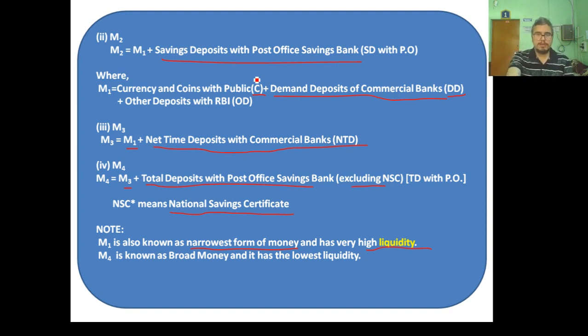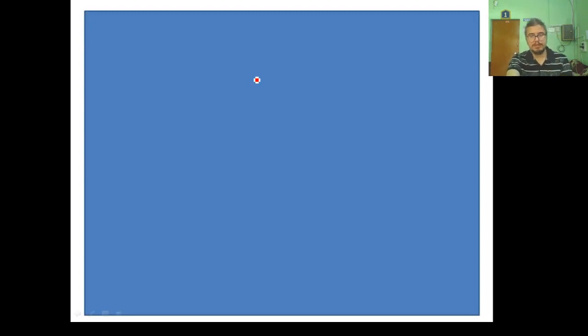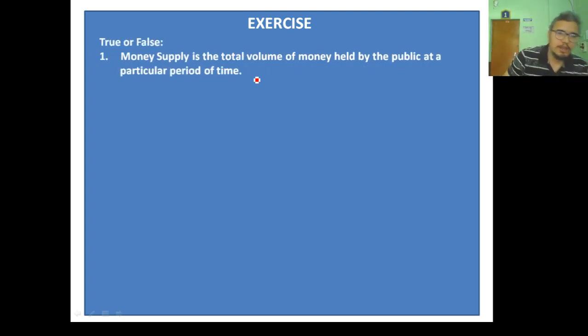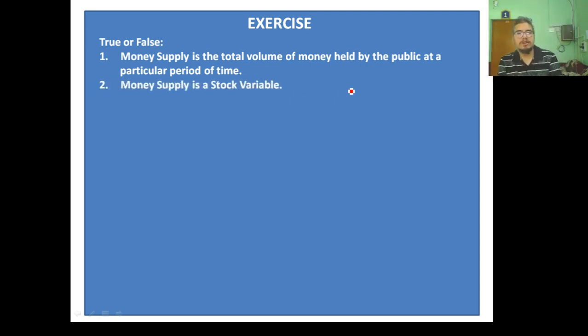Now we will do certain revisions related to this. Let us see whether you will be able to solve it or not. Try solving it. Let us start with true or false. Money supply is the total volume of money held by the public at a particular period of time. What do you think? Is it true or false? Next question: money supply is a stock variable. Is it true or false? Let's see whether you will be able to answer it. I'll wait for one minute and thirty seconds and then I'll give the answer to it.